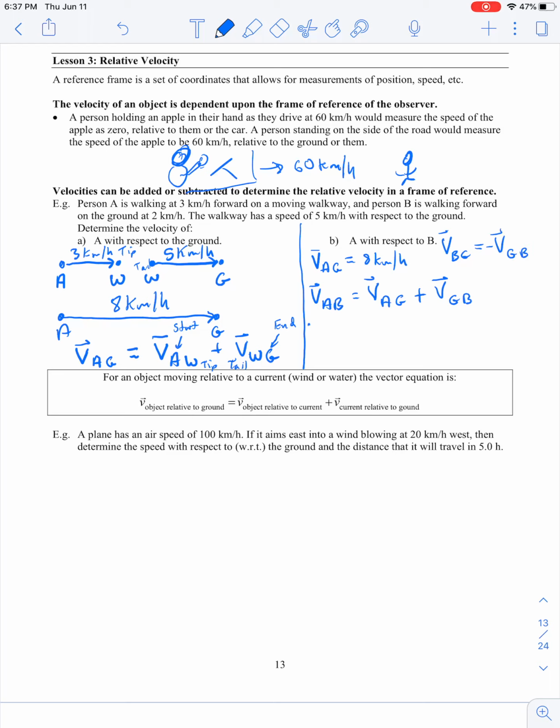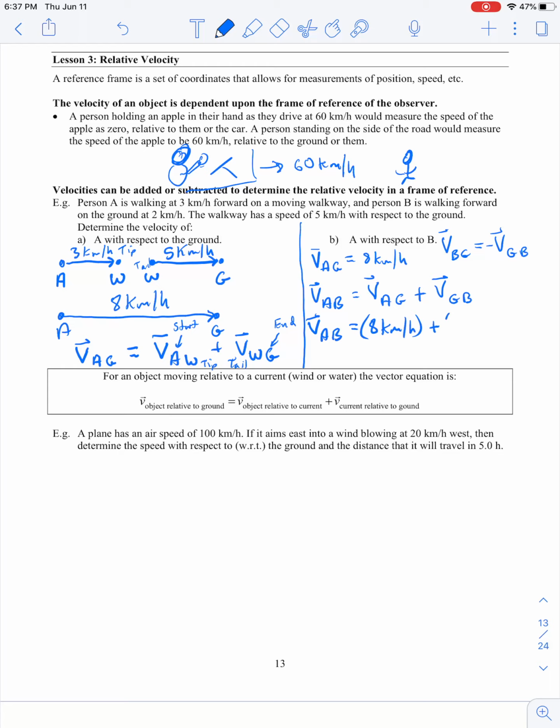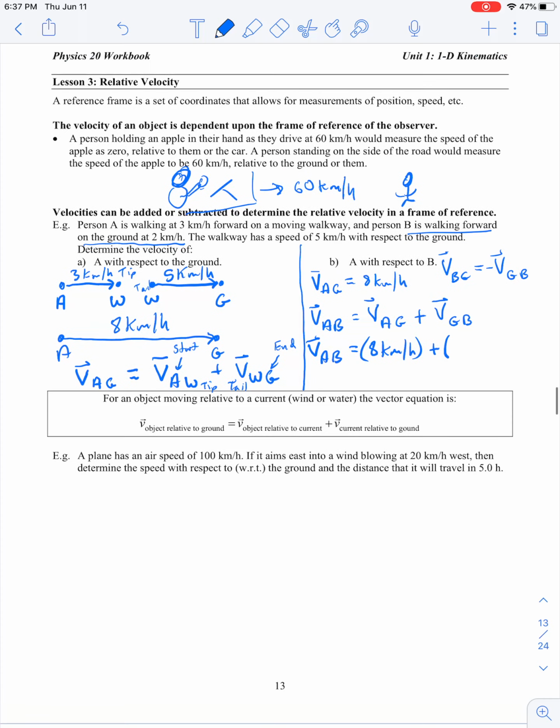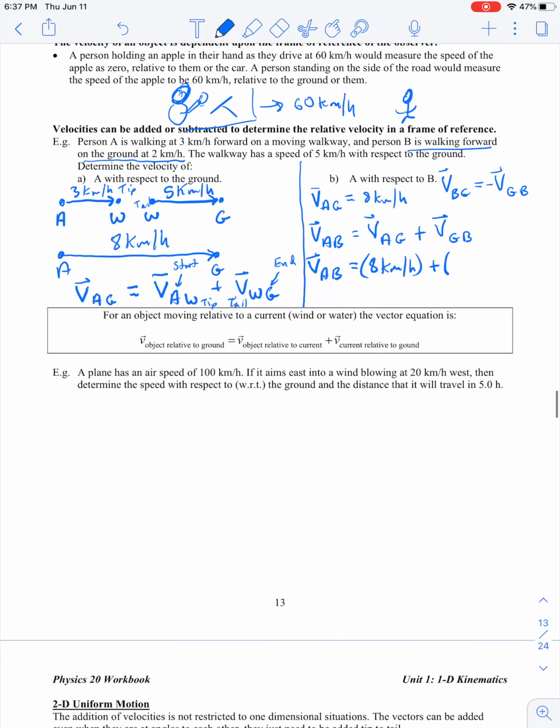So, using these vectors, I can say, okay, I've got 8 kilometers per hour for the velocity of A with respect to the ground. It told me in the question that B is walking forwards on the ground at 2 kilometers per hour. And so the velocity of the ground relative to B is going to be negative 2 kilometers per hour. So the velocity of A with respect to B is then equal to 6 kilometers per hour.